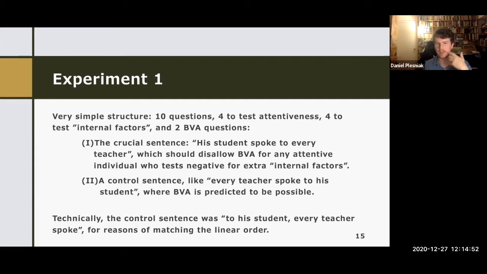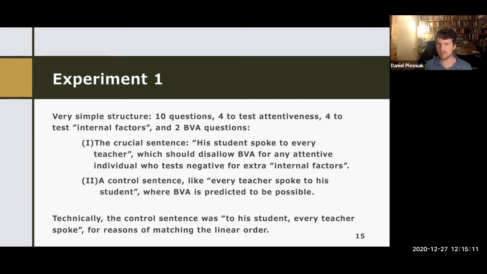That doesn't really tell us about the influence of structure, just tells us about how much they don't like BVA. Now, technically, this control sentence was actually "to his student, every teacher spoke," just because we wanted to match the word order of the crucial sentence. So as I mentioned, precedence alone seems to be able to facilitate BVA.